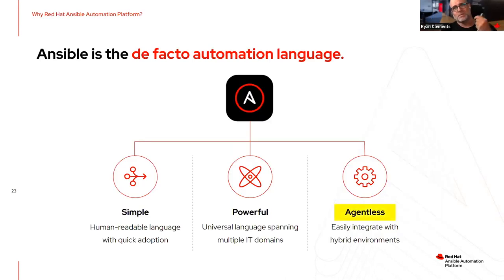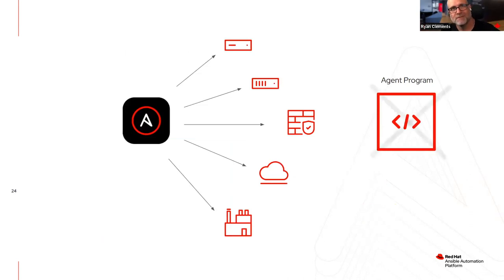It's also agentless. So what does that mean? That means there is no program that needs to be installed on the end device to allow it to communicate. All communication between Ansible Automation Platform and the end device is done through SSH or API, as you see up on the screen.